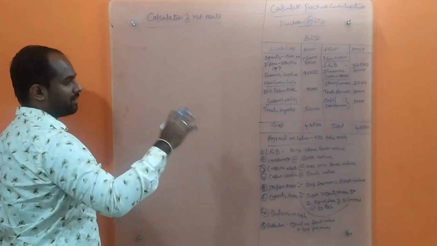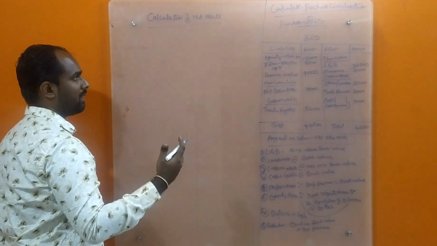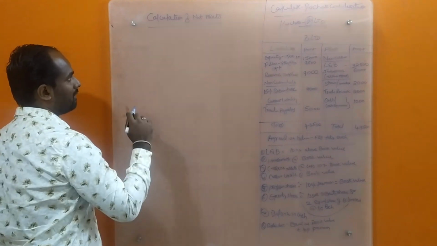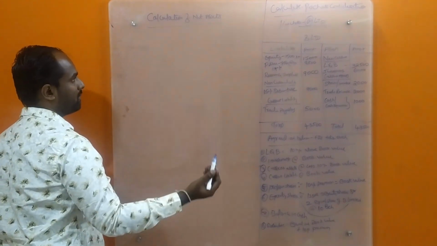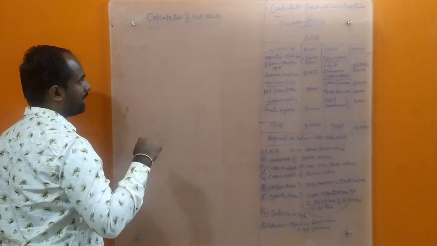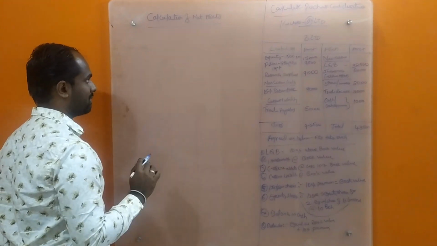So in this formula they have not mentioned which way we have to calculate the purchase consideration. So we can directly consider this on a net asset basis. Based on the net asset method, they are going to calculate the purchase consideration.